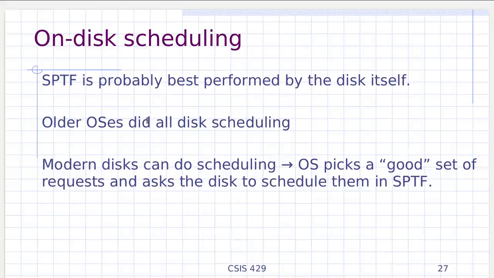So older operating systems did all the disk scheduling, but these days things like SPTF are probably best performed by the drive itself, by the drive controller. And so modern disks actually do a lot of scheduling themselves. The operating system just picks a good set of requests and asks the disk to schedule them, and the disk can use any scheduling algorithm, but if it has enough information about the geometry, it can go ahead and use this shortest positioning time first algorithm for scheduling.